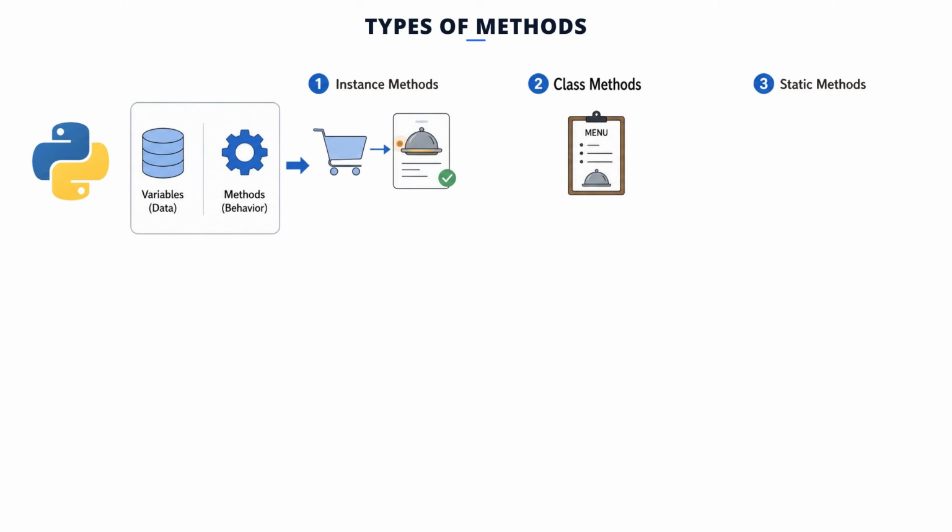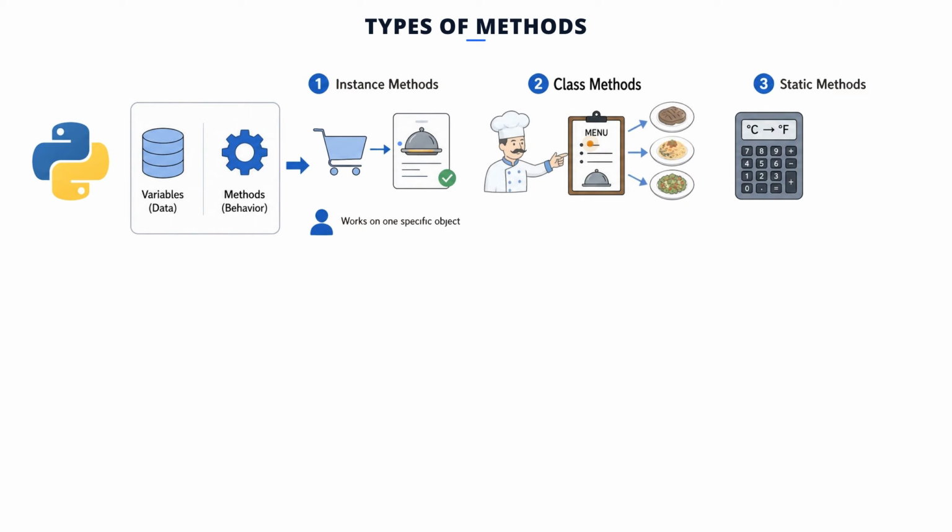Instance methods are the most common type and are used to perform actions on one specific object. Class methods operate on the class itself, meaning they can affect every object created from that class. And static methods serve as helper functions that are stored inside a class for organization but do not require access to the specific data of the object or the class.